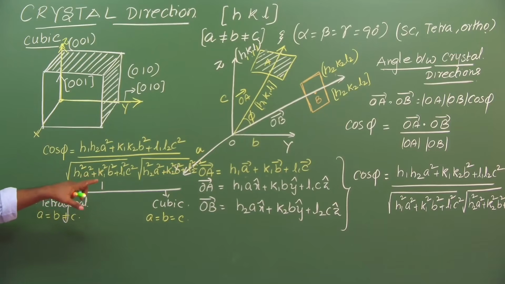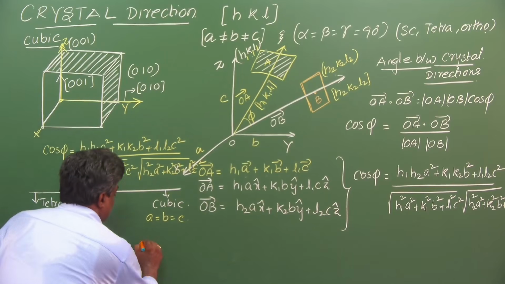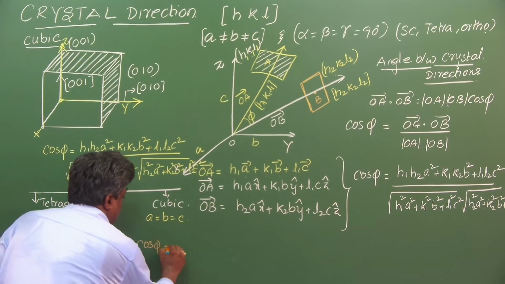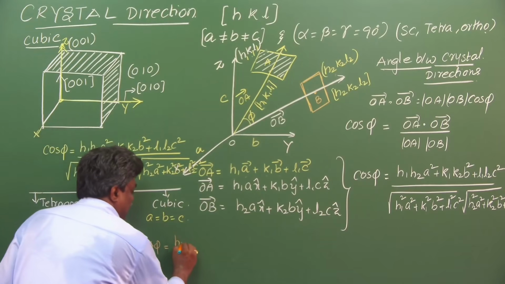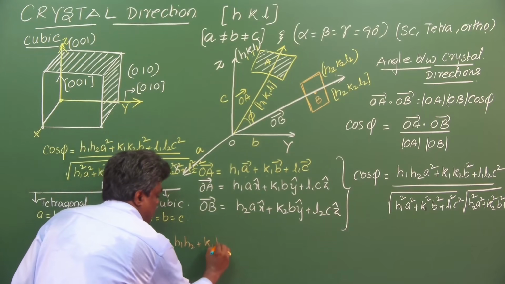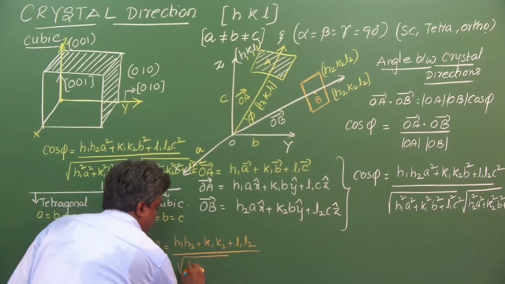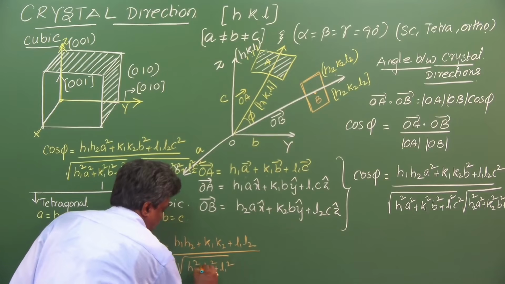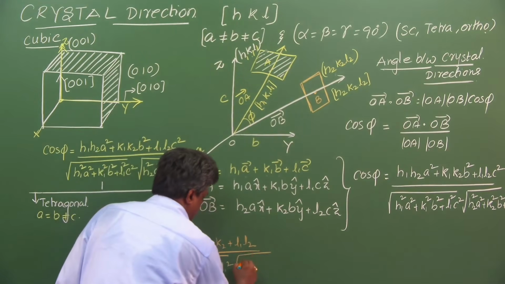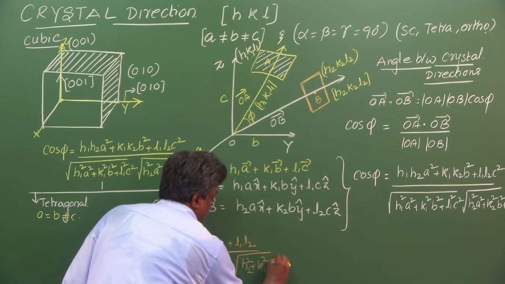Just a small dot product by magnitude, okay, and after that write for tetragonal and write for cubic. The cubic is very simple, that is cos phi equal to, important, you will get questions, A equal to B equal to C, that's why simply H1 H2 plus K1 K2 plus L1 L2 by under root H1 square plus K1 square plus L1 square. If you see your GATE papers, plenty of questions will be there. H2 square plus K2 square plus L2 square.